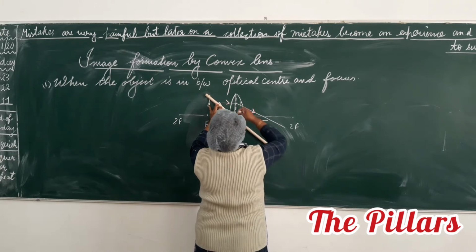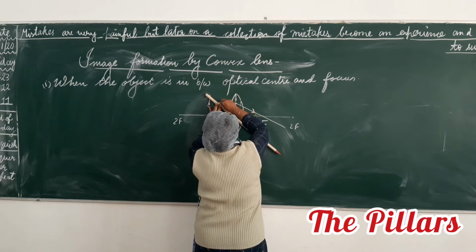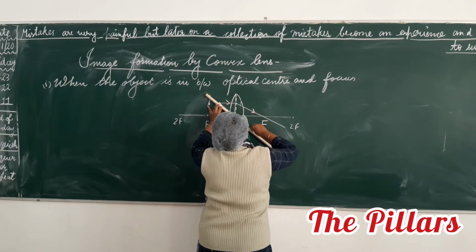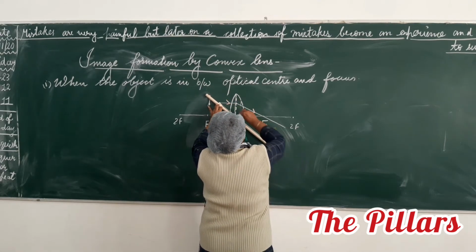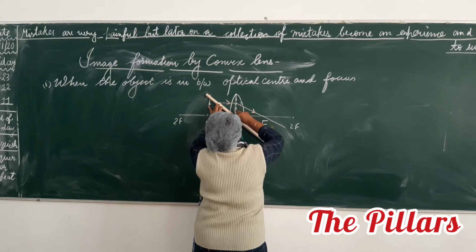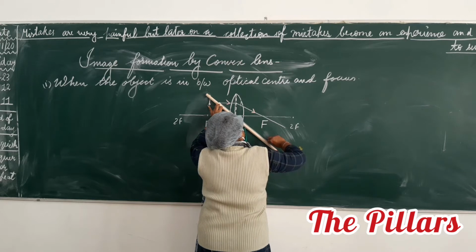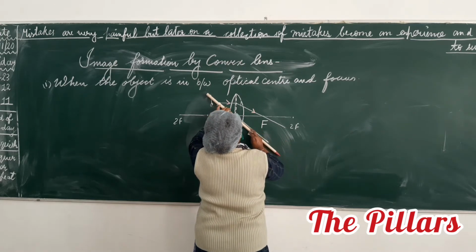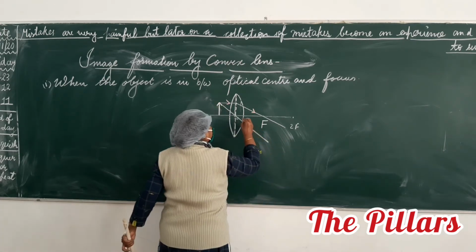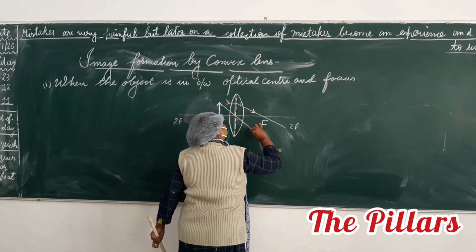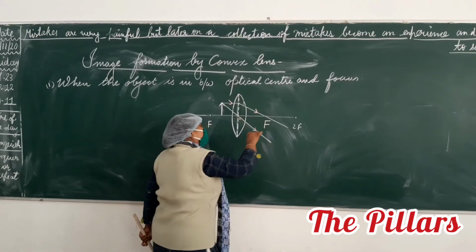No, they are not parallel. See, the other ray you take from optical center. And what happens when a light ray passes through optical center? It passes undeviated. In the case of what? A thin lens or a thick lens? Thin lens. Yes. So it passes undeviated.